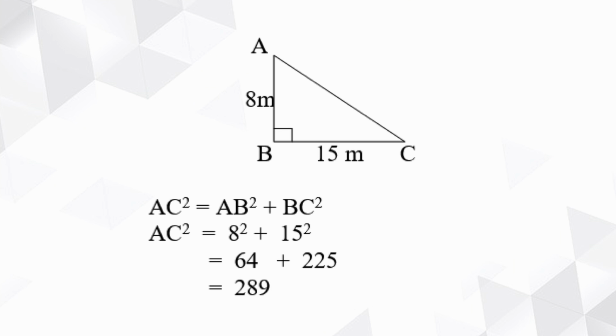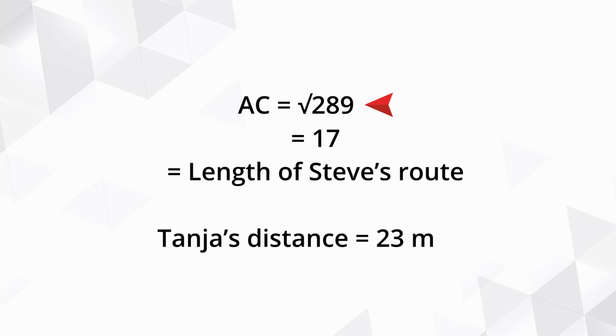289 is not the answer yet of Steve's distance. AC squared is equal to 289, and we want AC. How do we get AC? We get AC by finding the square root of 289, which is 17. So it means Steve's route is 17 meters long. Tanya is walking 23 meters and Steve 17 meters. So it means Steve is walking a shorter distance.